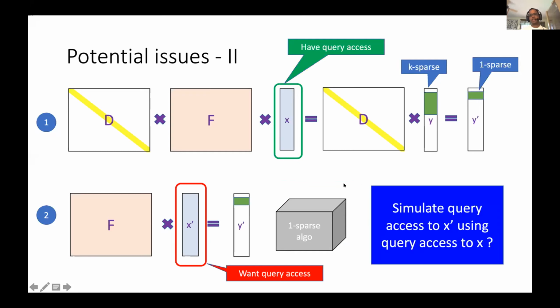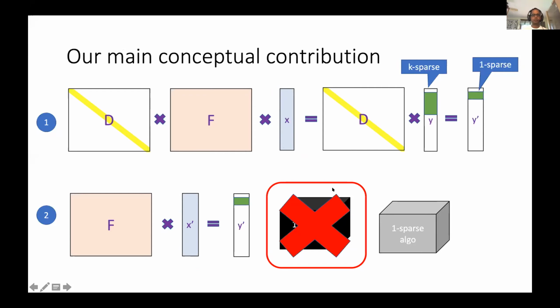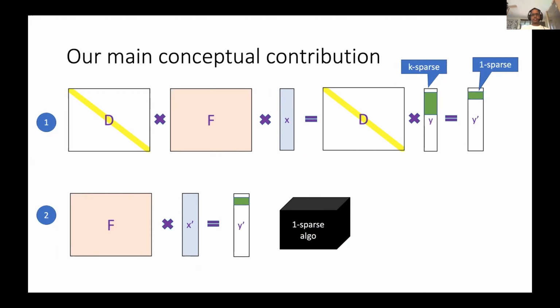So we need to figure out a way to simulate the query access to x prime using the query access, or queries, to x. One main conceptual contribution of our work is to show that, at least with this poly k-log n runtime, you can actually do the one sparse recovery in a true black box fashion. And I'll hopefully have a quick time to mention a few more things about this later on. So that's one of the things.